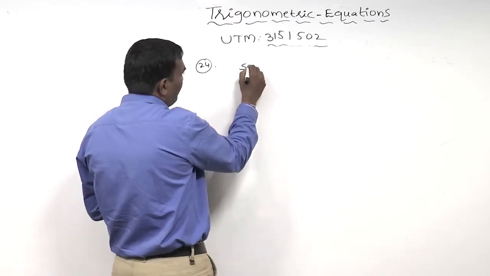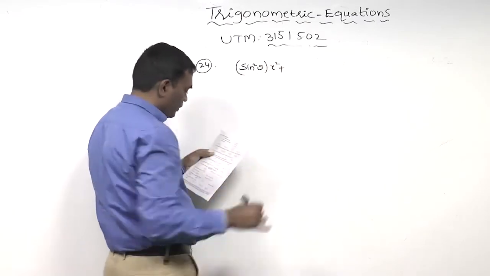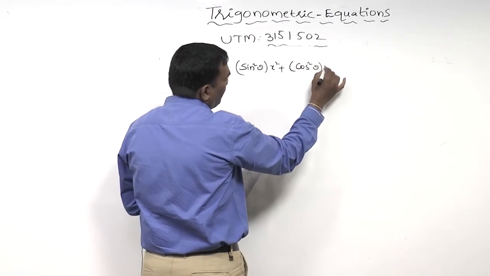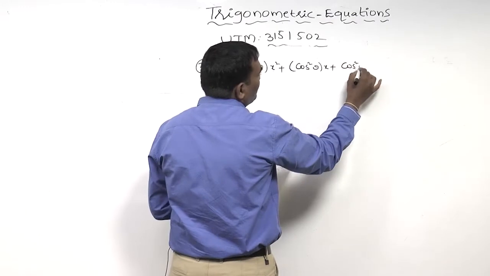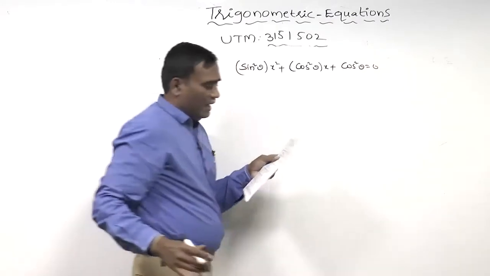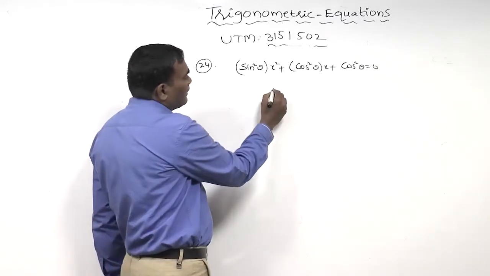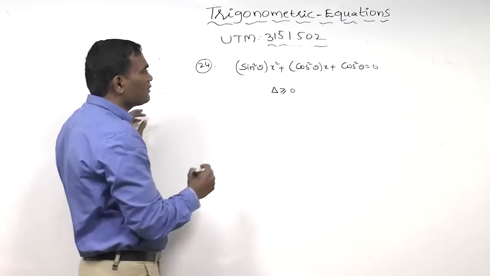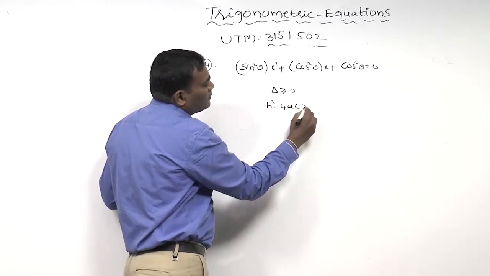Here, one equation is given: sin²θ x² + cos²θ x + cos²θ = 0, has real roots. Real roots means I am taking delta greater than or equal to 0. Delta means b² minus 4ac is greater than or equal to 0.